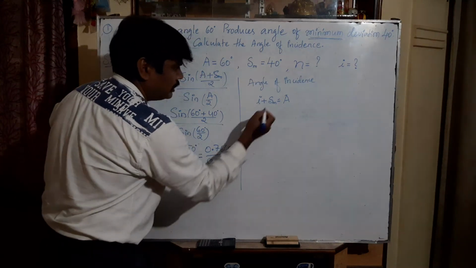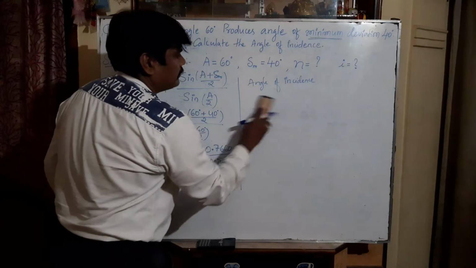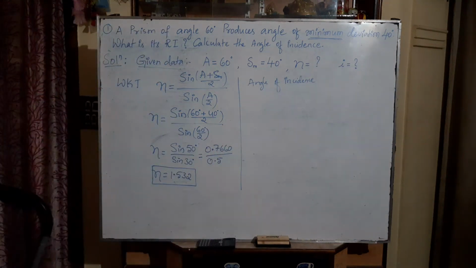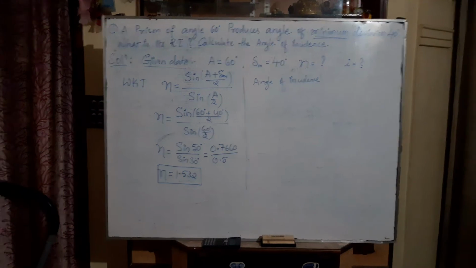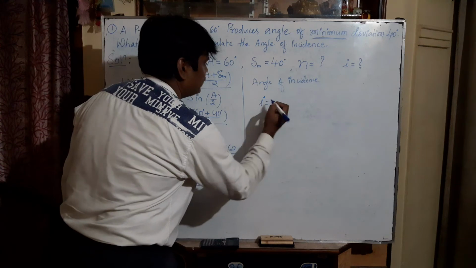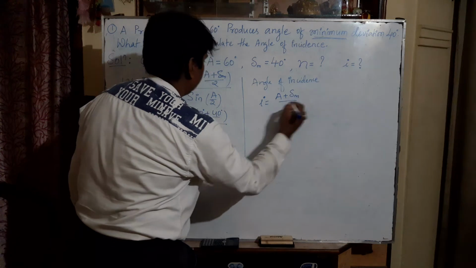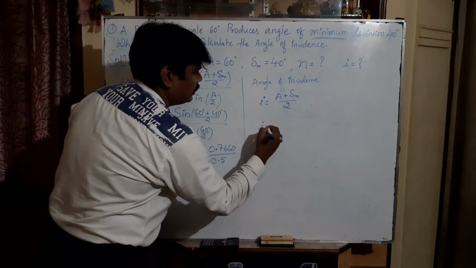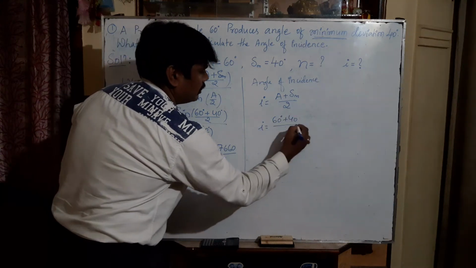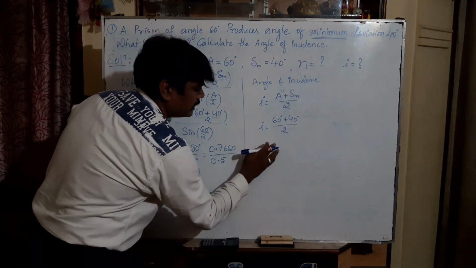Angle of minimum deviation, it is not minimum deviation, it is any deviation. So that's why you can use this formula to solve this. Therefore we will get i is equal to A plus delta m divided by 2. So i is equal to, A is 60 degree, delta m is 40 degree, whole divided by 2. Then angle of the prism, 100 by 2. 100 by 2 is how much? It is 50 degree.